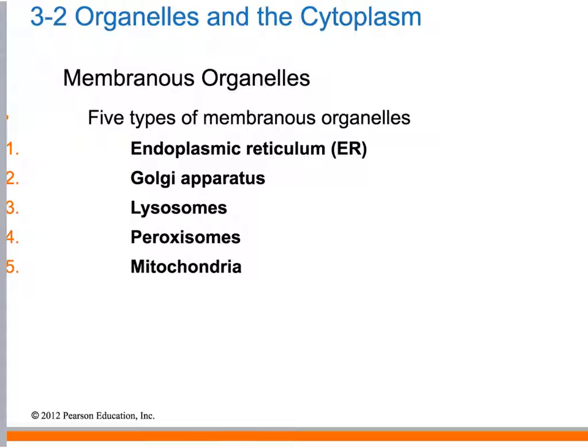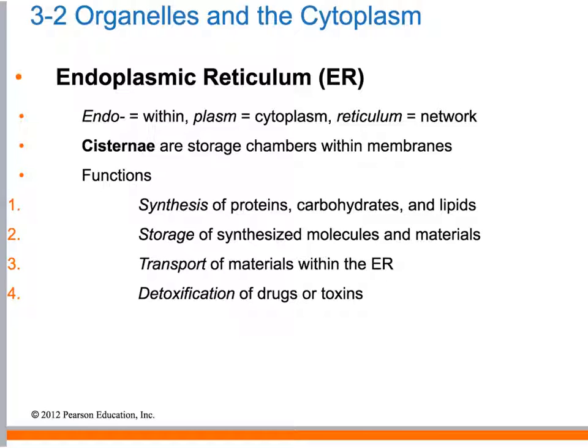There are 5 membranous organelles: the endoplasmic reticulum, the Golgi apparatus, the lysosomes, the peroxisomes, and the mitochondria. The endoplasmic reticulum is basically the highway of the cell. Endo means within, plasm means cytoplasm, reticulum means network. So the network within the cytoplasm. The cisternae are the storage chambers within the membranes.